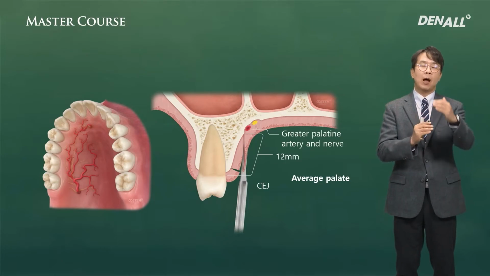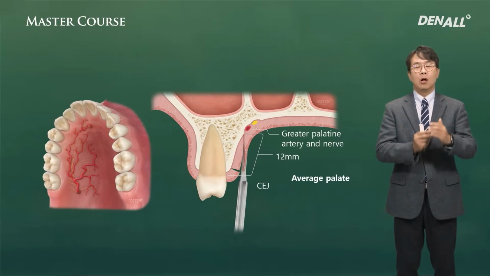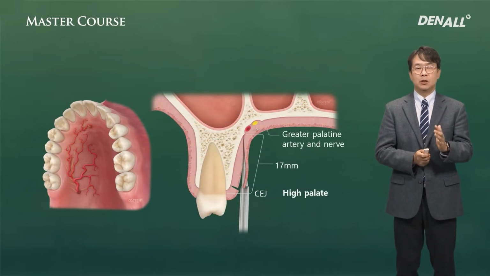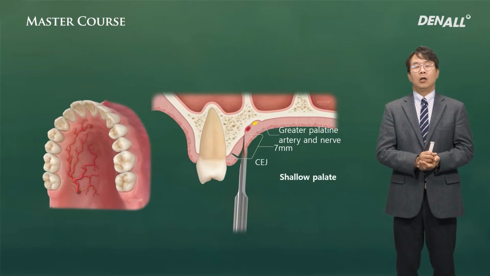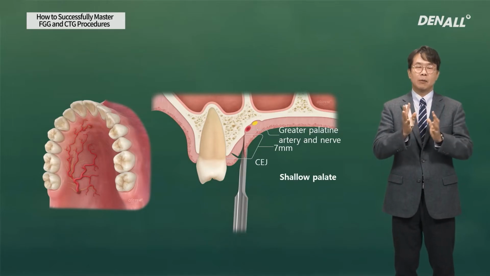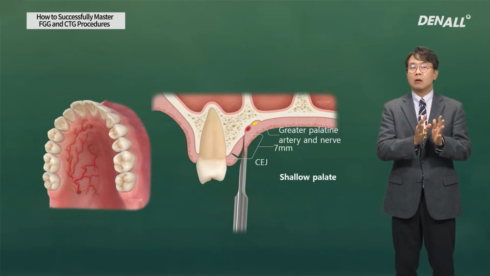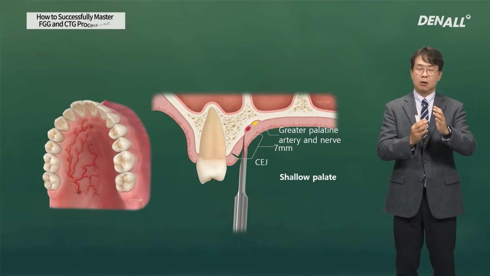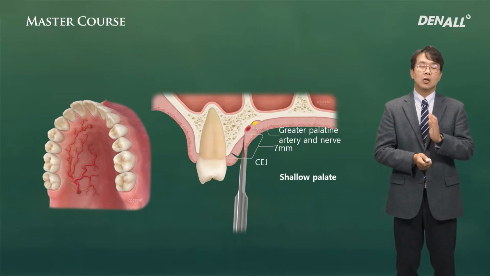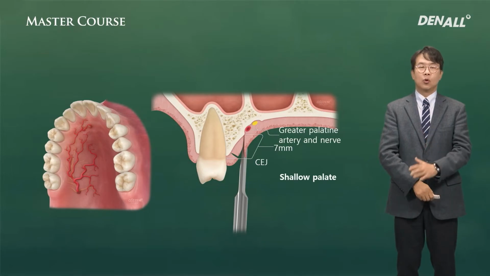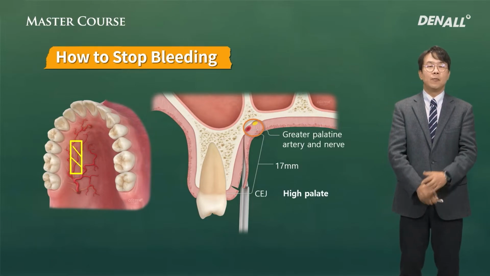It is 12 millimeters from the CEJ of the first molar for an average palatal vault. When the vault is deep, it is 17 millimeters. For shallow palate, it is about 7 millimeters. It differs from person to person, so we cannot give you a definite number, but depending on the depth of palatal vault, the important artery position is determined. So if you understand the anatomy, you can avoid bleeding during taking the graft.